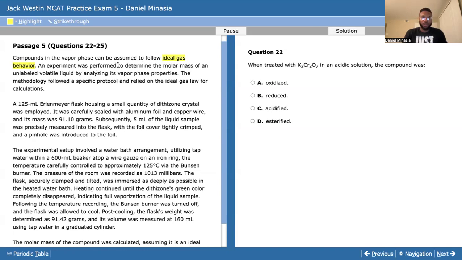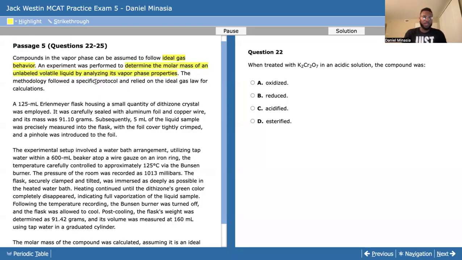An experiment was performed to determine the molar mass of an unlabeled volatile liquid by analyzing its vapor phase properties. So an experiment was done. What was the purpose of the experiment? We're going to determine the molar mass of an unlabeled volatile liquid, and we're going to do that by analyzing its vapor phase properties. All right, highlighting that.